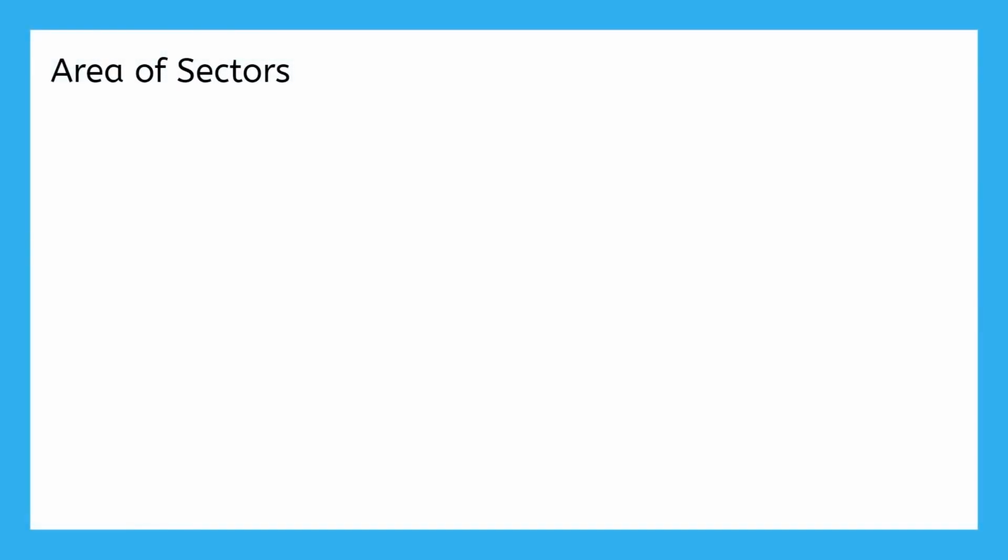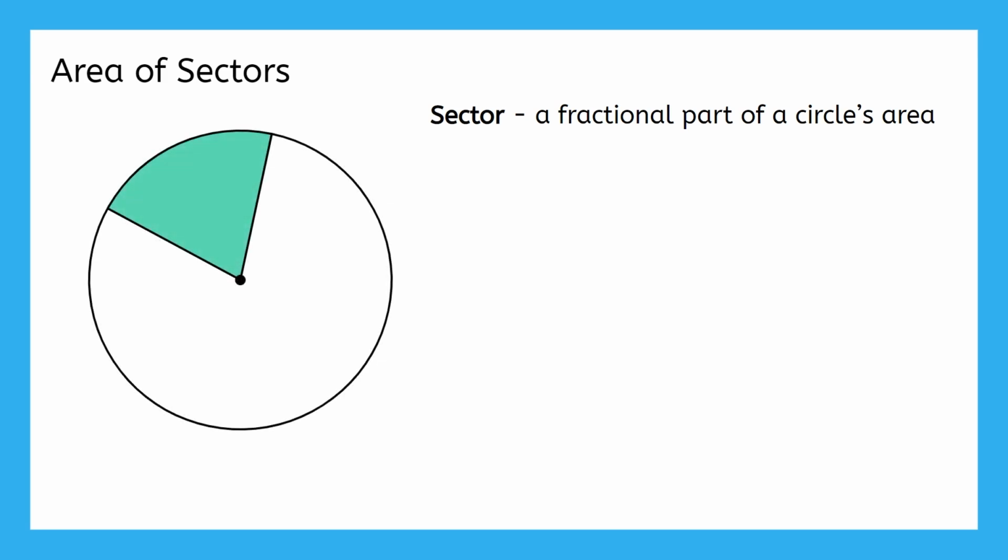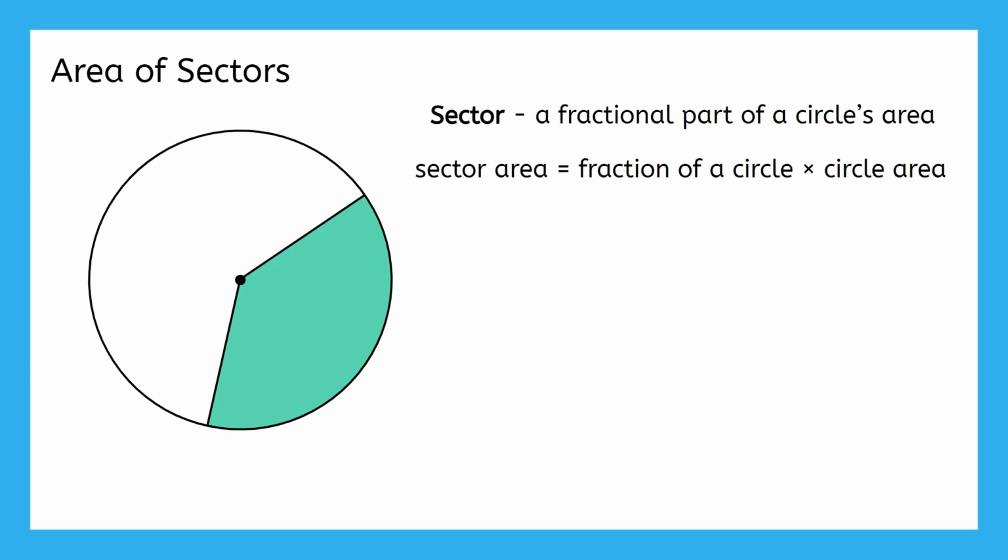Next, let's talk about the area of sectors. Before we can find the area of sectors, it's important to know what they are. A sector is a fractional part of a circle's area that is created by two of its radii. They might look like this, or even this. Since they are a fraction of a circle, to find their area, we're going to wind up taking a fraction of the area of the entire circle.